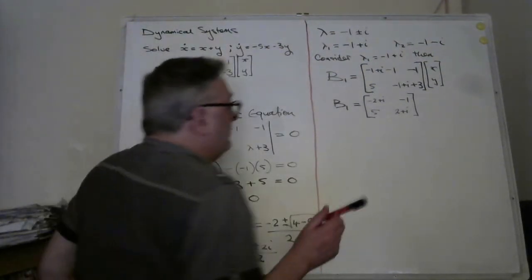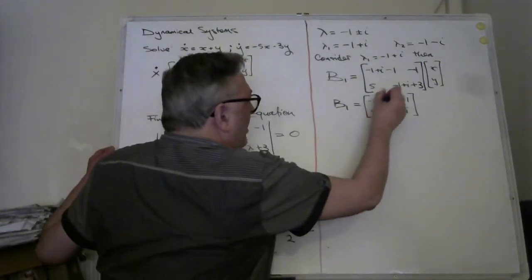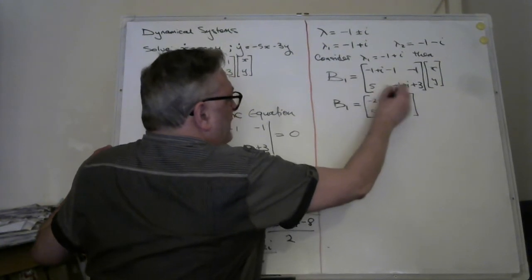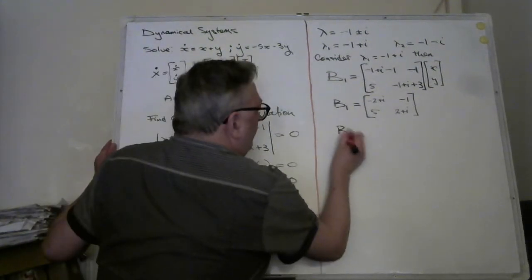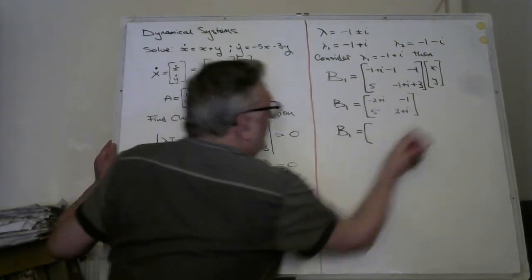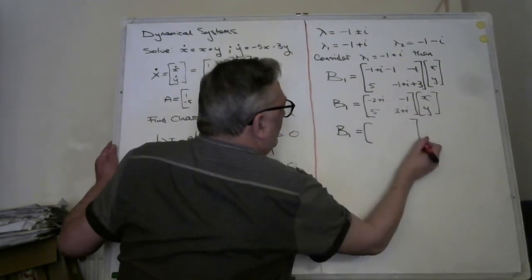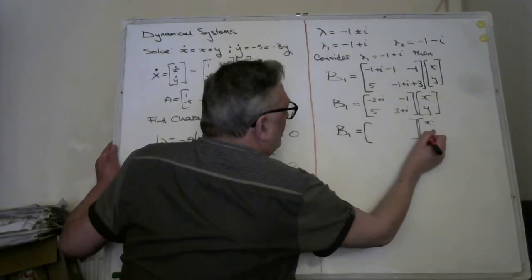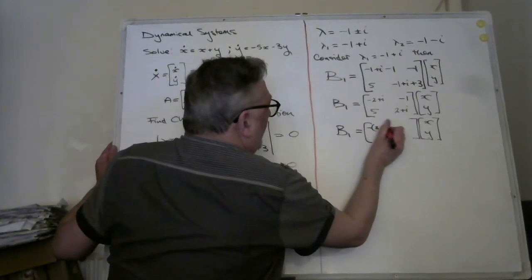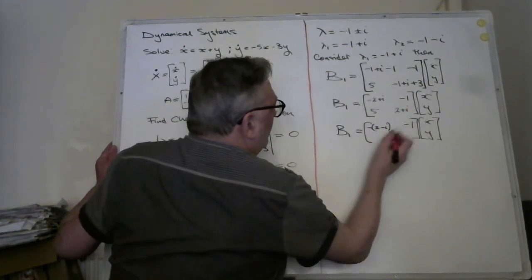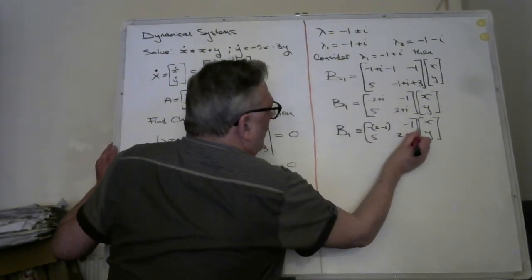Now what I've done, because I think this is easier myself, I've taken the minus sign out of this so that we have a negative complex conjugate of that. So we've got B1 is equal to, and by the way, the x and y vector should be in there. Let's write it in again. So we've got minus 2 minus i there, minus 1, 5, and 2 plus i.